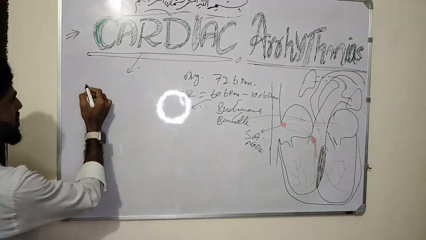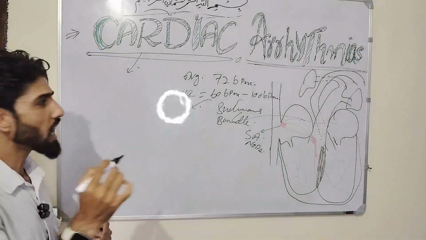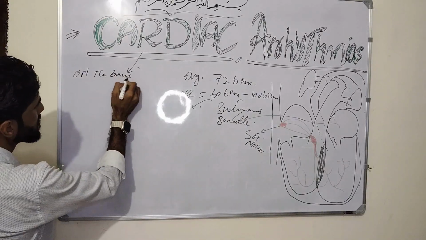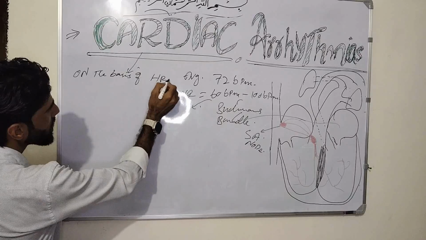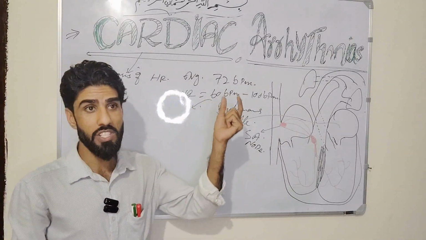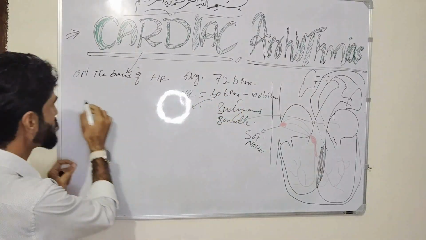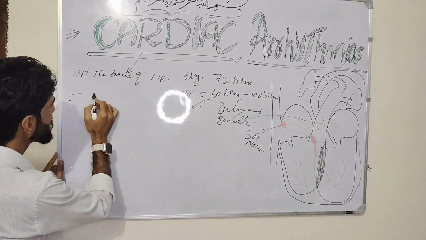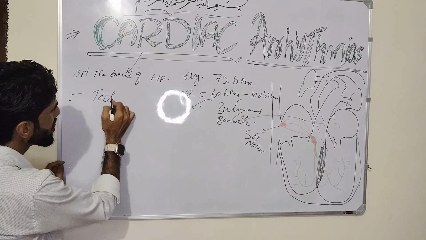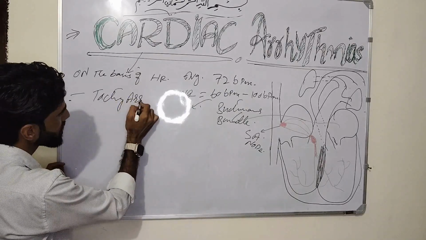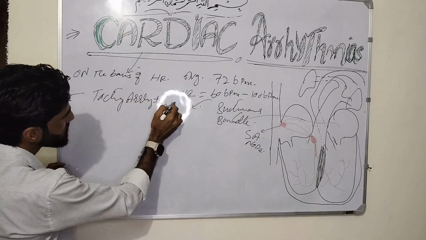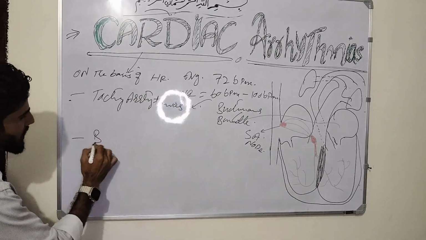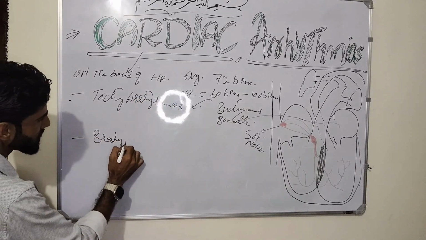So, on the basis of heart rate, cardiac arrhythmias are characterized into two. One is tachyarrhythmias, and the second one is bradyarrhythmias.